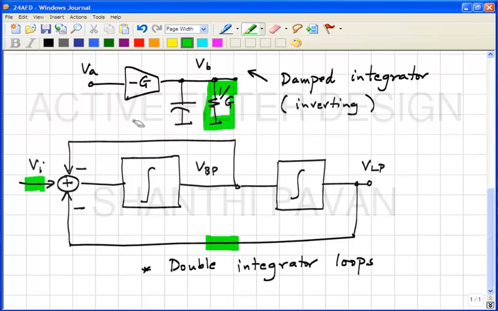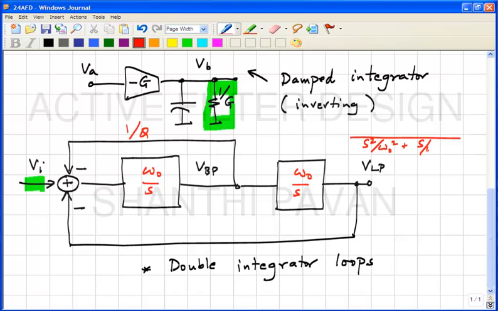And you can go and do the math and show that if this weight is 1 by Q, and this is omega naught by S, and this is also omega naught by S, then you can show that the denominator will be of the form S square by omega naught square plus S by omega naught Q plus 1.